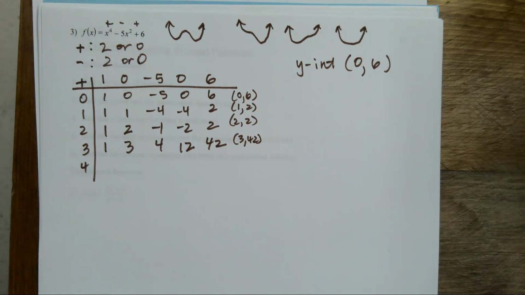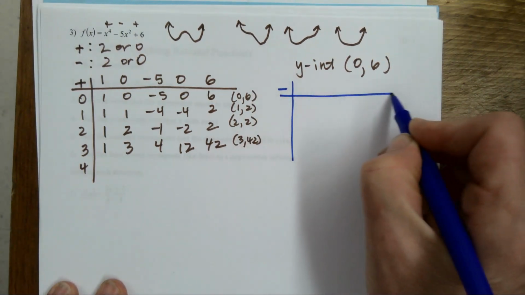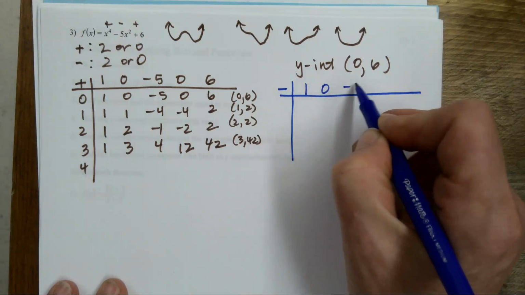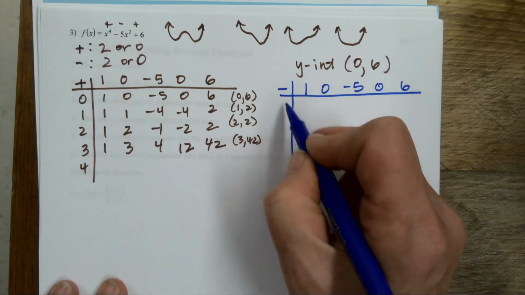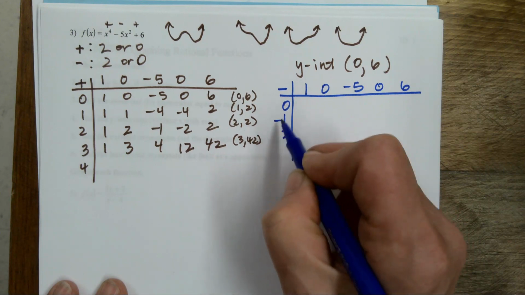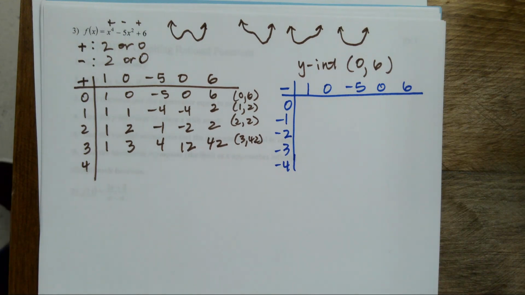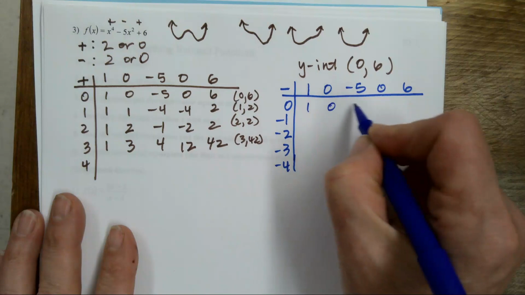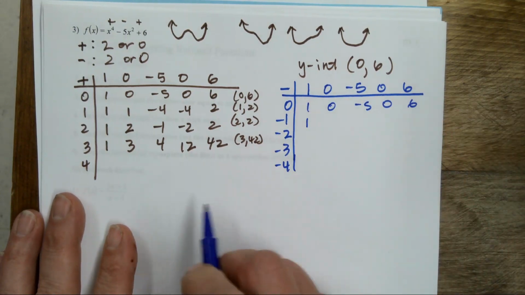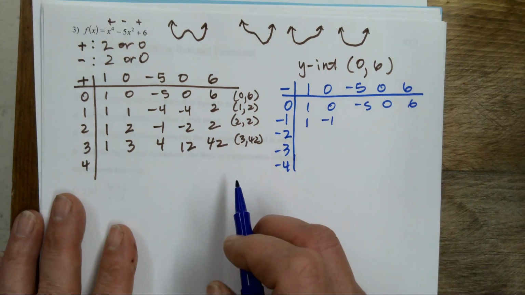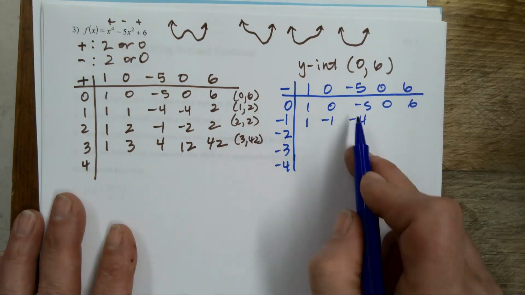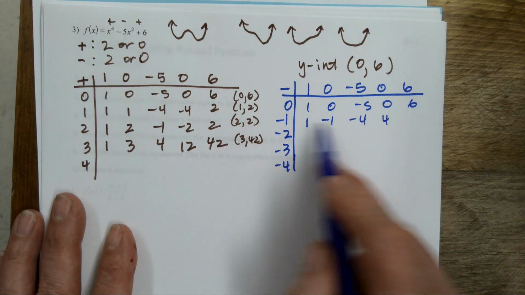Now I'm going to do my negative table. Same thing, I'm just going to be organized, and I'm going to see if it gives me any indication of anything. Again, I'm going to do a few starters there. Don't forget, a negative table does not mean you change the signs of the values or the coefficients. It just means you plug in negative numbers. So 1, 0, negative 5, 0, 6. And go through the process. Multiply and add. Multiply and add.